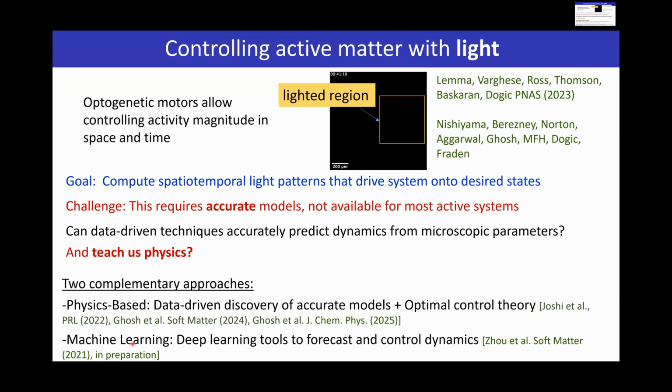The second approach is, at least in the beginning, we throw the physics out altogether and we ask if modern machine learning tools can be used on their own to predict and control the dynamics of a system, for example, using reinforcement learning. I'm going to start by describing the physics-based approach, and then I'll tell you how far we've gotten with the machine learning approach. And then what we're working on now is ways to combine these two approaches together.